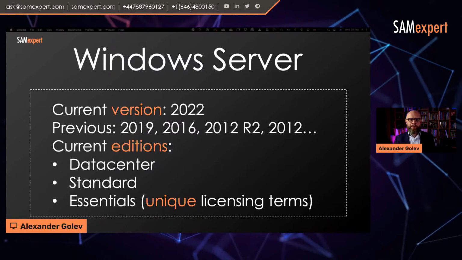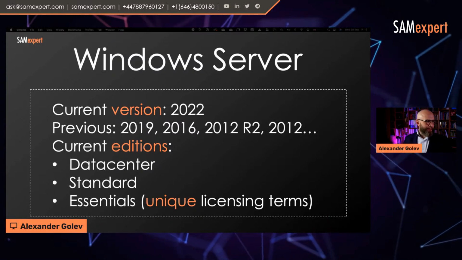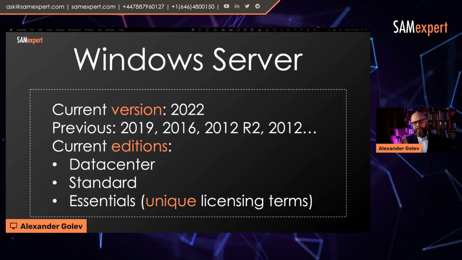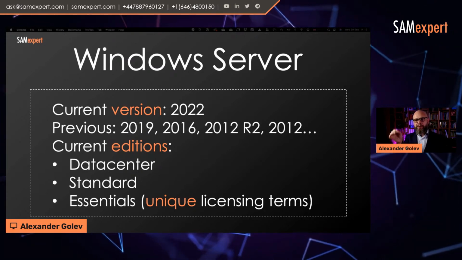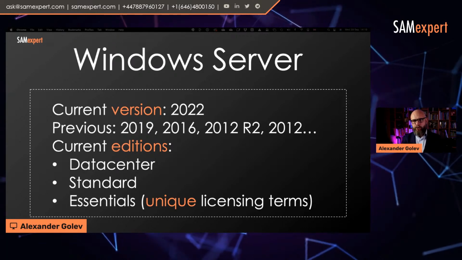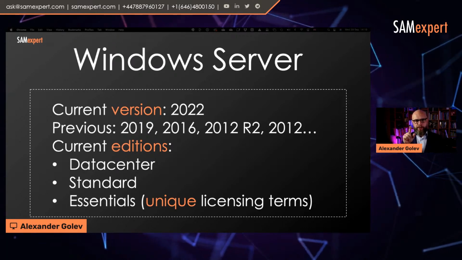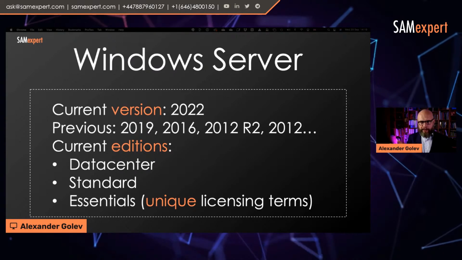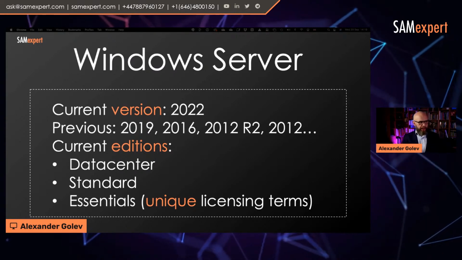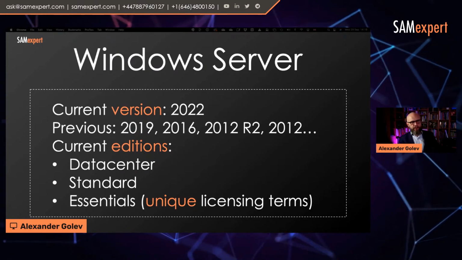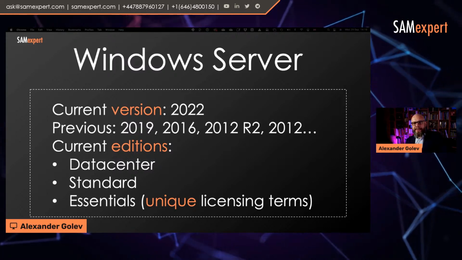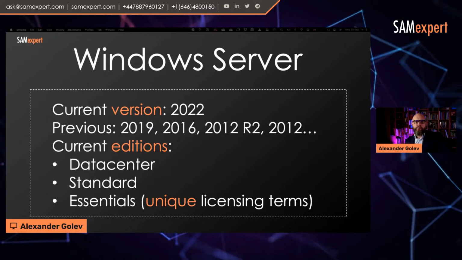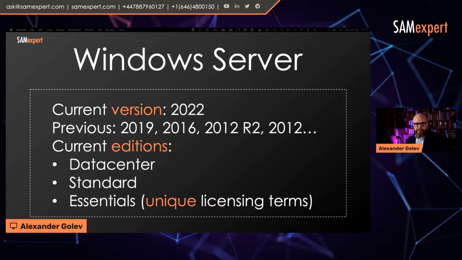But anyway, we're going to talk about the hottest topic, which is Windows 2022 today. But again, I'll remind you, almost everything I say, with very slight differences, still applies to 2019 and 2016. So three versions, the current and two back, are licensed per core plus CAL. There are three current editions, Datacenter, Standard and Essentials.